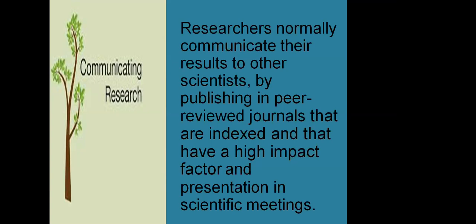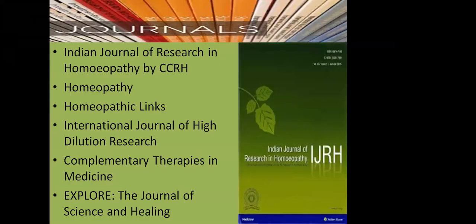And journals are ranked by their impact factor. Impact factor is a term used to indicate, on average, how many times a journal paper has been cited. So these are some of the journals in homeopathy: Indian Journal of Research in Homeopathy, published by CCRH; Homeopathy Links, published by Thieme Publishers; International Journal of High Dilution Research; Complementary Therapies in Medicine; Explore: The Journal of Science and Healing. And there are many others, like the Journal of Evidence-Based Complementary and Alternative Medicine and the Journal of Alternative and Complementary Medicine. It is a long list.